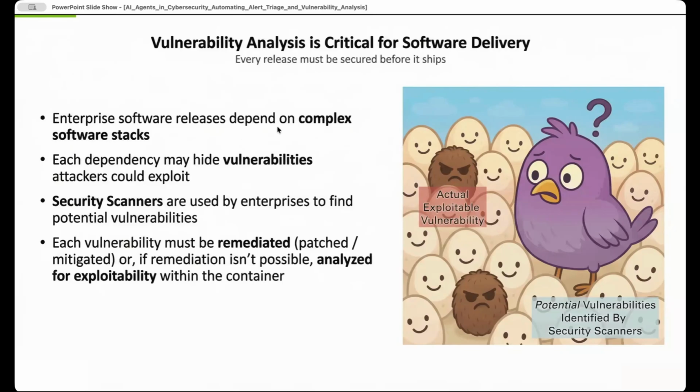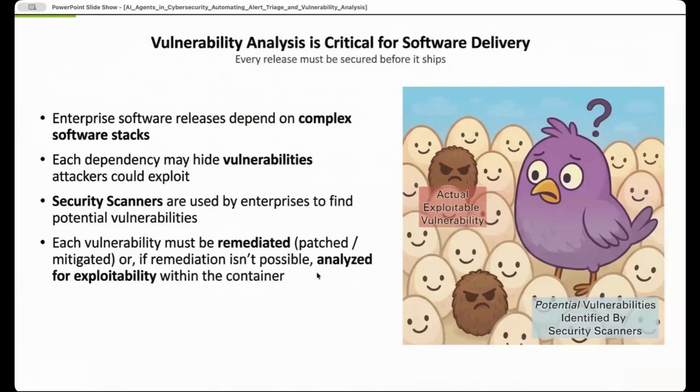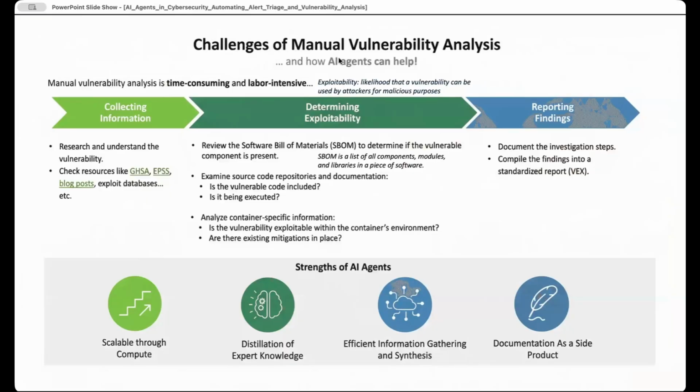So enterprise software releases depend on complex software stacks, right? And each dependency, each release may hide some vulnerabilities that external attackers can exploit. So security scanners are important to proactively prevent such vulnerabilities or risks from happening. And each vulnerability must be remediated, right? And if remediation is not possible, then it should also be analyzed for exploitability within the container. Yeah, so that's the context of what vulnerability analysis is for software.